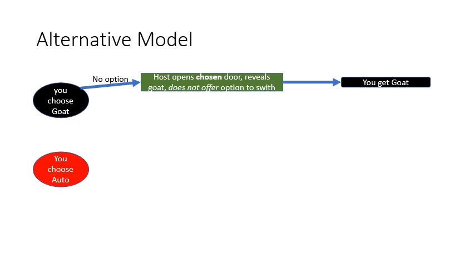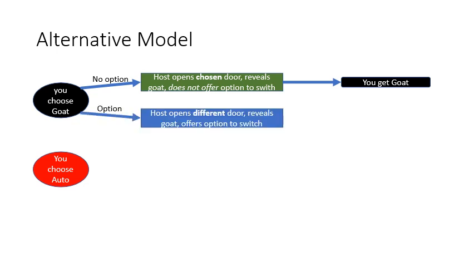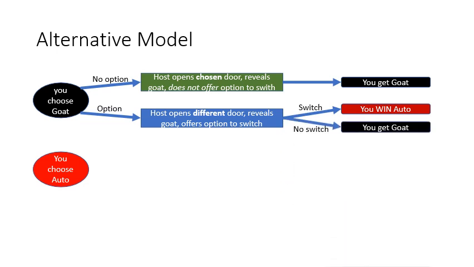If you choose a goat, the host can just open the chosen door and reveal the goat and say, okay, sorry, you lost. You chose the goat and you get the goat. Or he can offer you an option. If he opens the other goat and offers you an option, then if you switch, you will win the auto, and if you don't, you will get the goat. So the only way for you to win an automobile in the case that you have chosen the goat is if the host offers you an option. In that case, if the host offers options and you switch, then you will win the auto. Otherwise, you lose.